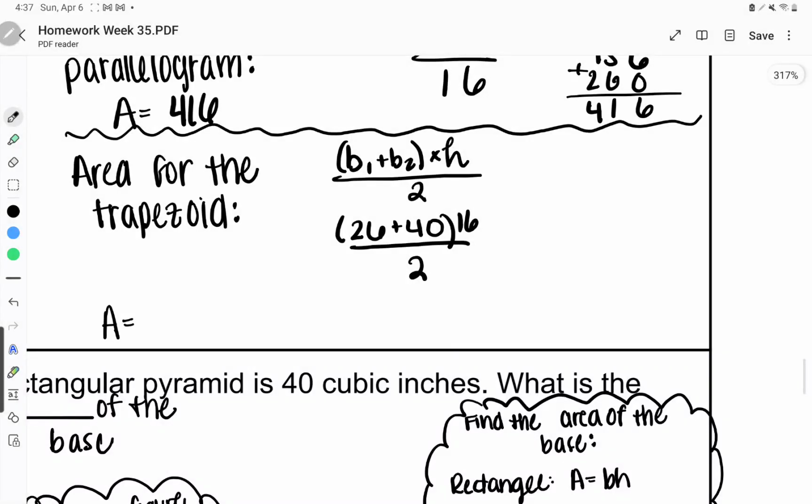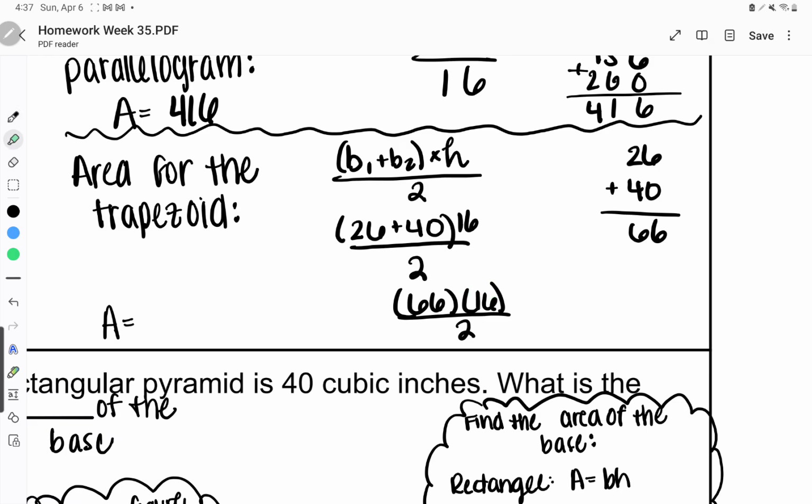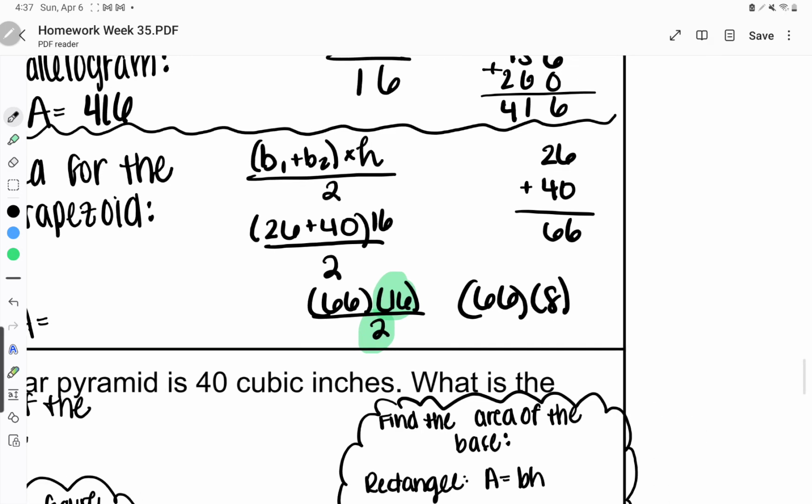Now I just always go in the most logical order for this. You always have to add first. So we have 26 plus 40. 6 plus 0 is 6, and then 2 plus 4 is 6. So I have 66 times 16 divided by 2. Now, you could do this in any kind of order. I'm going to divide first. I'm going to do 16 divided by 2 because that's going to make my life easier. And 16 divided by 2 gives me 8. So I have 66 times 8.